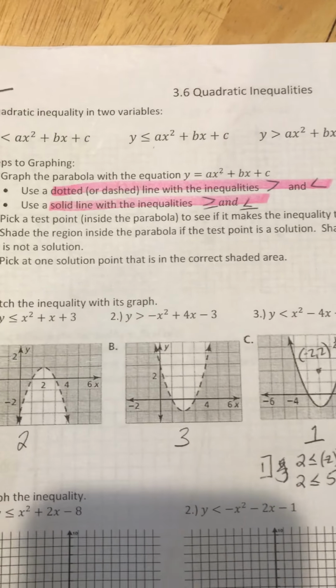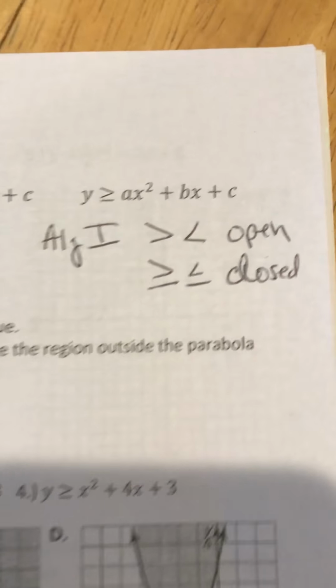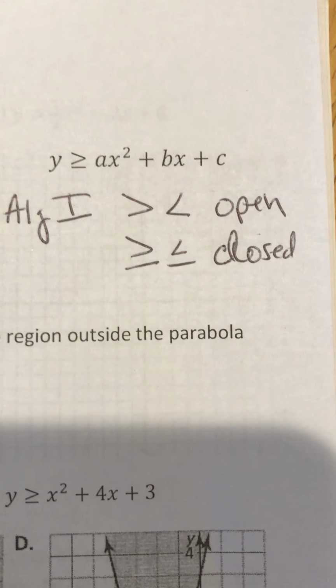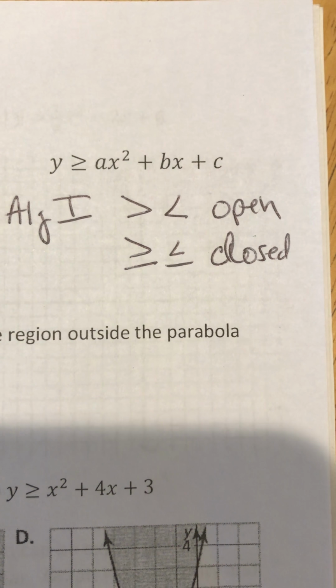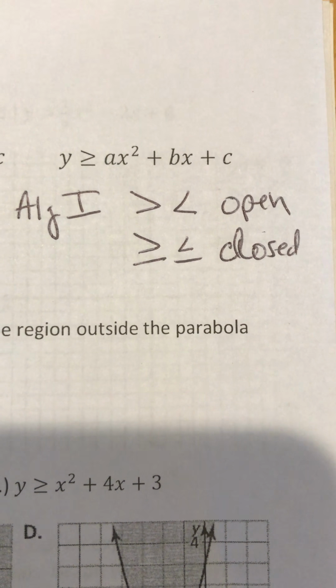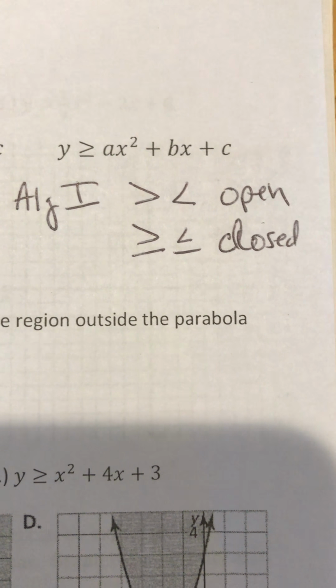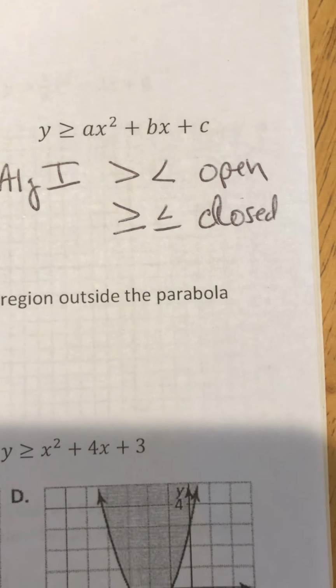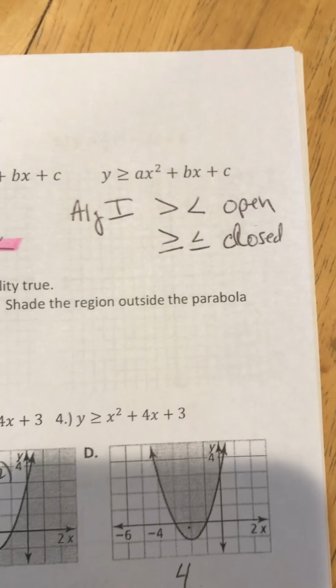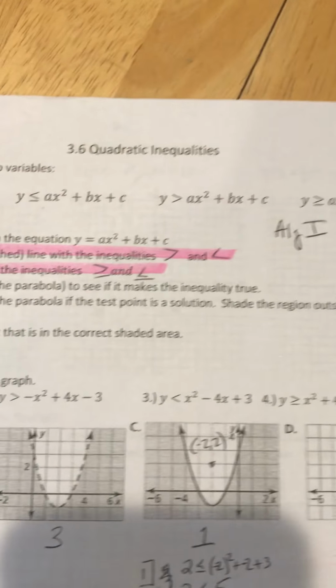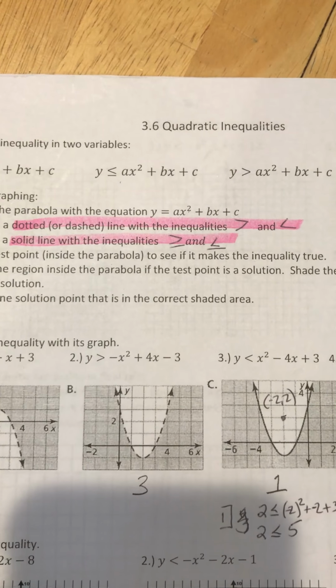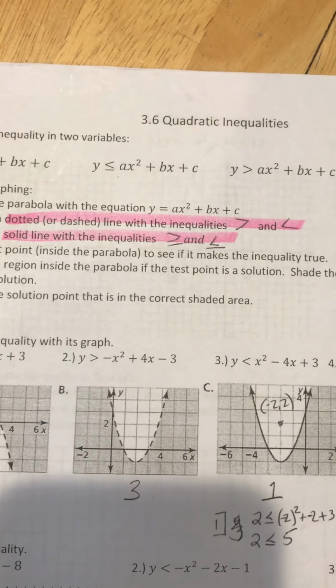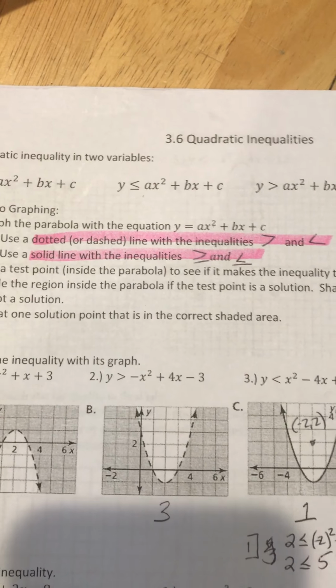A couple of important things that I wrote over here from Algebra 1: when you were graphing inequalities on a number line, the greater than and less than sign gave you an open circle, meaning you didn't fill it in. The less than or equal to or greater than or equal to gave you a closed circle. We did the same thing when we graphed lines. You would notice that you either used a dashed or dotted line or a solid line.